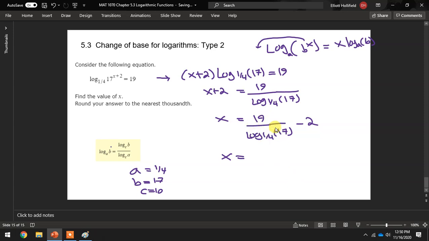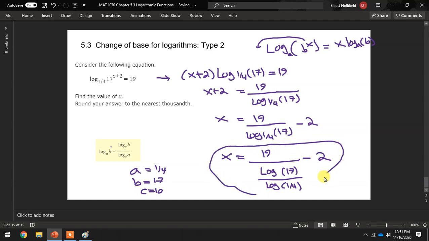So now let's use that to rewrite our expression. We have 19, and we're dividing that by log base 1/4 of 17, which we can rewrite as the log base 10 of 17 divided by the log base 10 of 1/4, and then we subtract 2. So now we've rewritten this into a form where we can plug this into a calculator and get our decimal approximation. And so I'll let you do that calculation.